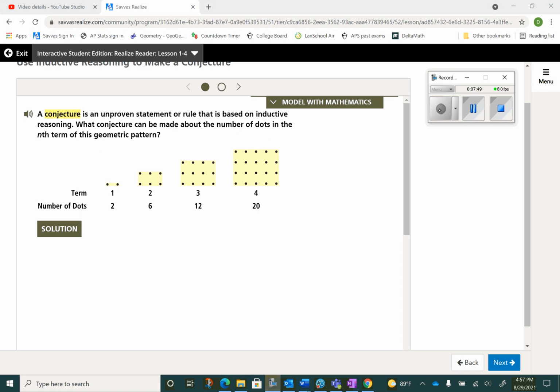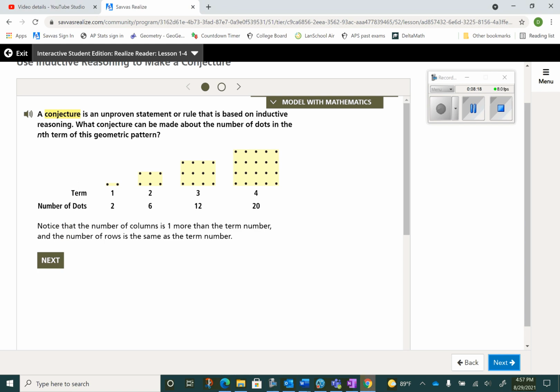You have to put them to the test. Okay? So if we take 6 dots and arrange them in a rectangular pattern here, the first term will give us 2 dots, the second term will give us 6 dots, the third term will give us 12, the fourth term will give us 20. Describe what's going on. That's what a conjecture is.